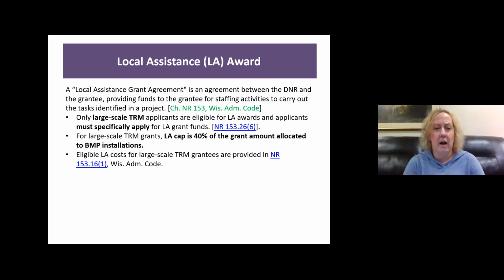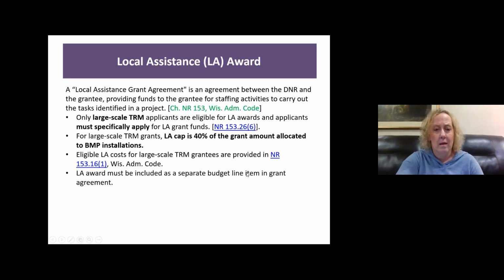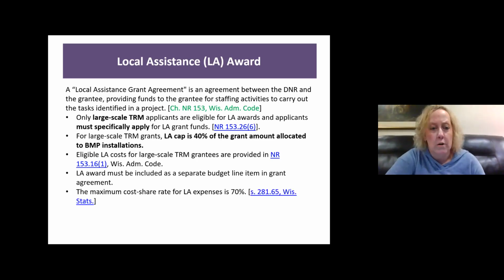And the list of eligible local assistance activities is specified in code. If anybody wants a refresher as to what's eligible, the code reference is listed there. That local assistance award, as I said, is not a separate grant agreement, even though the code treats it that way. It's actually combined in the grant agreement with your BMP costs, but it is a separate budget line item in your grant award, as you should hopefully see.